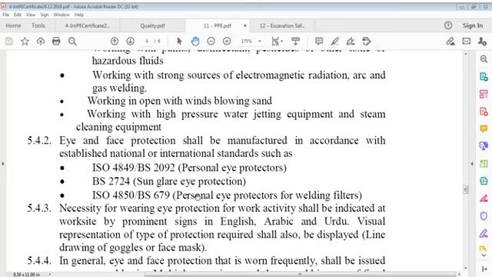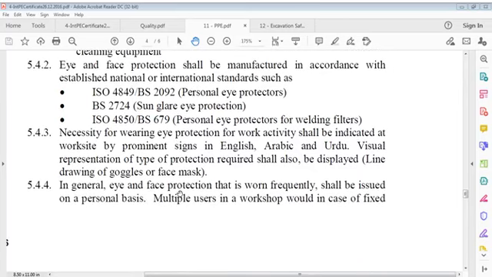Eye and face protection shall be manufactured in accordance with established national or international standards such as ISO 4849, BS 2092 personal eye protectors, BS 2724 sun glare eye protection, ISO 4850, BS 679 personal eye protectors for welding filters.